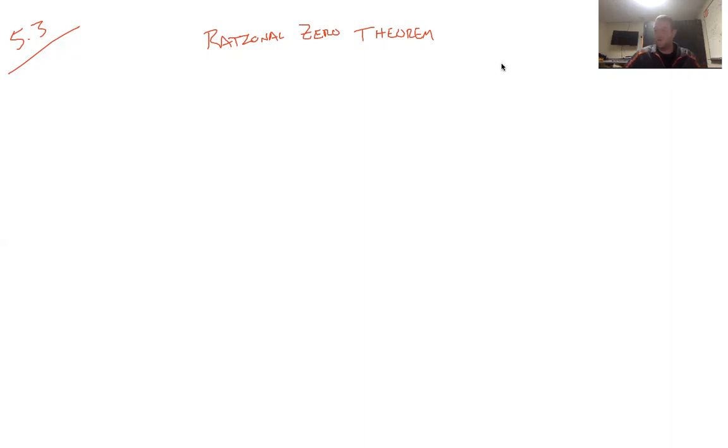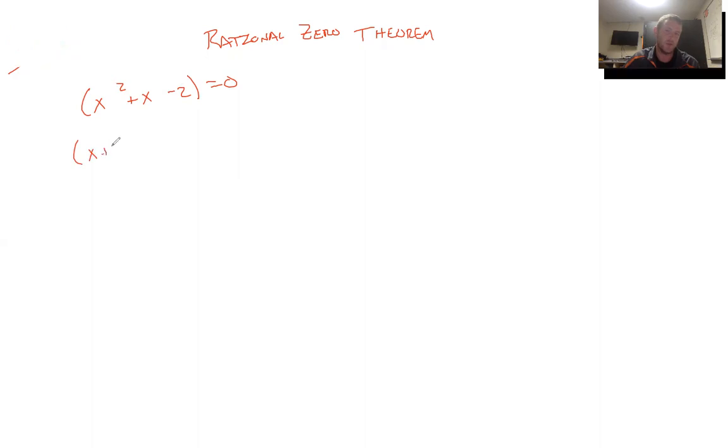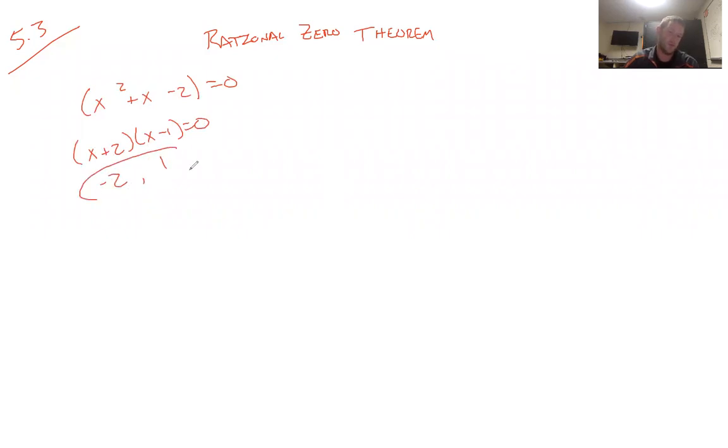Okay, so just to give you some background, if I wanted to solve x squared plus x minus 2 is equal to 0, and I wanted to solve for x, I could do that in a variety of ways, right? I could factor it, and that would be x plus 2, x minus 1 is equal to 0, and then my two answers would be -2 and 1, right? Those would be my answers.